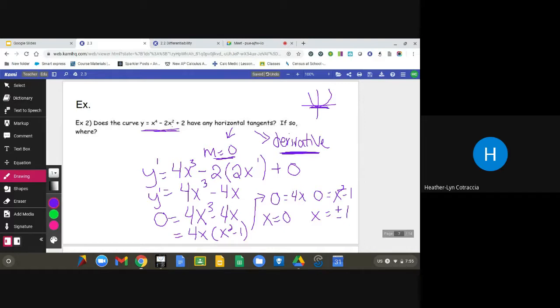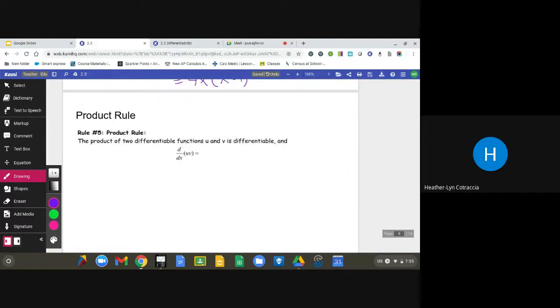Okay, so it has 3 horizontal tangents, and you could graph this if you want to. My guess is it's going to look something like that. And we have a horizontal tangent there, we have a horizontal tangent there, and we have a horizontal tangent there. Okay? Okay, moving right along on to our product rule.